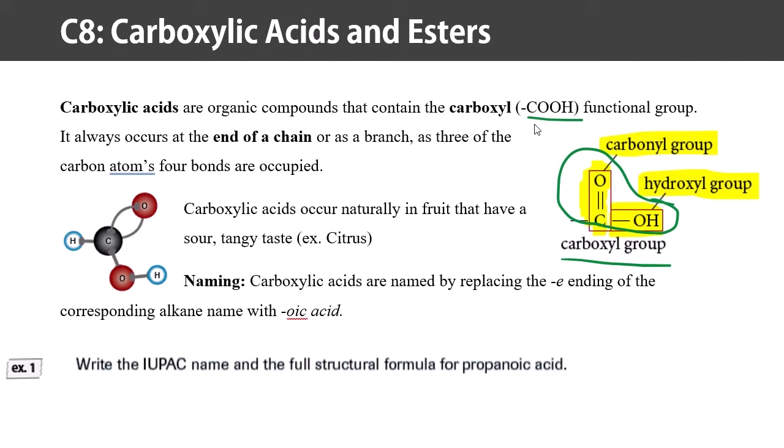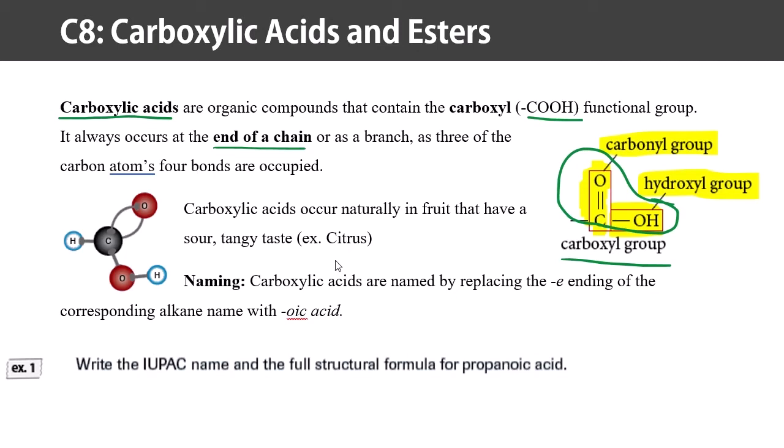The presence of a carboxyl group will make a molecule a carboxylic acid. It always has to occur at the end of a chain or as a branch because there's no room to attach more than a single carbon to the carbon that's at the center of the group. You'll recognize carboxylic acids in tangy fruits like citrus fruits, which contain citric acid, which is a carboxylic acid, as well as vinegar, which contains acetic acid, which is a carboxylic acid as well.